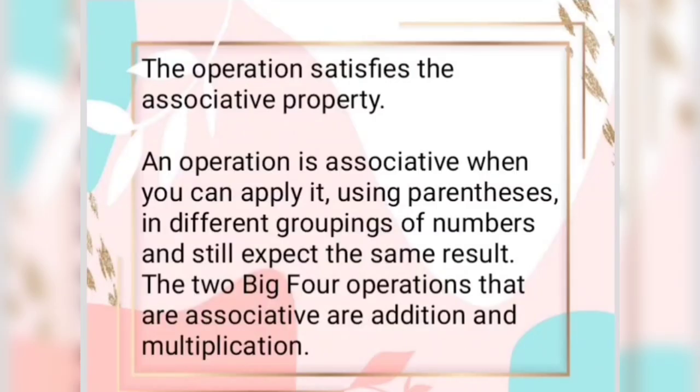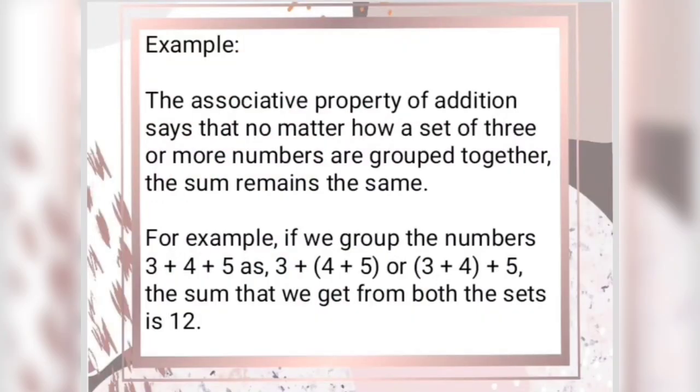The operation satisfies the associative property means an operation is associative when you can apply it using parentheses in different groupings of numbers and still expect the same result. The two big four operations that are associative are addition and multiplication. Example: the associative property of addition says that no matter how a set of 3 or more numbers are grouped together, the sum remains the same.